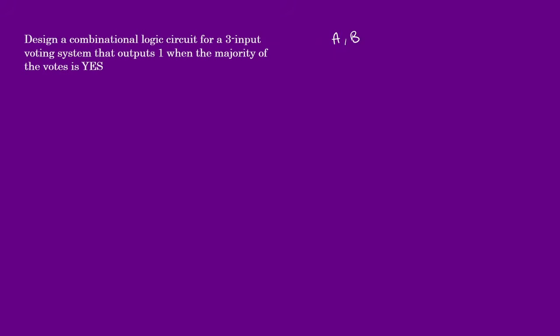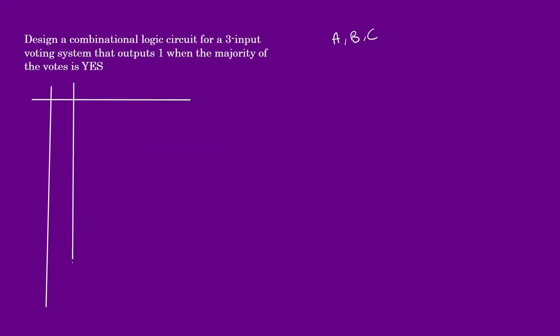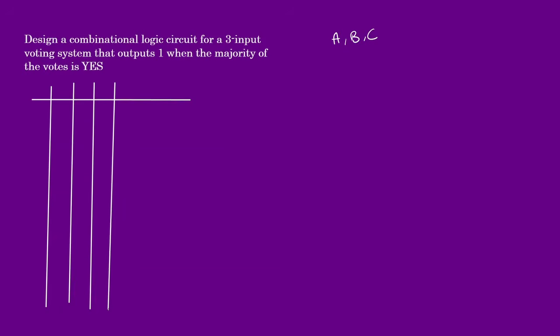Now we're going to be a bit more formal and define our inputs as A, B, and C. We're going to draw the truth table for this. Let's get ourselves a nice table with columns A, B, C and our output X. Where we had Jack, Mike, and Harry, let's represent them with A, B, C.